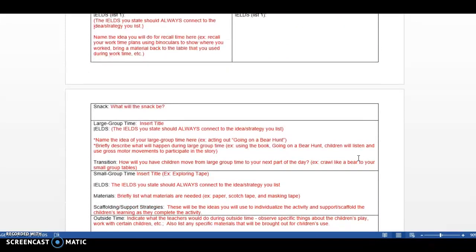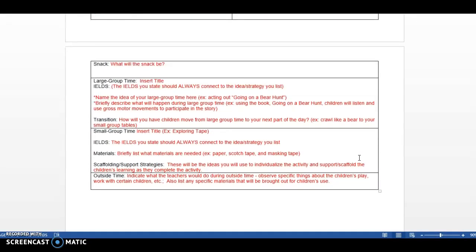If we go on to the next page here, after recall time, we're going to have snack. So again, keep it simple. What will your snack be for the day? So just list what you're going to have. It's going to be brought in by a student if they're each going to bring their own snack. If you're going to have, you can list a menu for snack. You can make something for snack, whatever you want to put. You don't have to overthink it though.